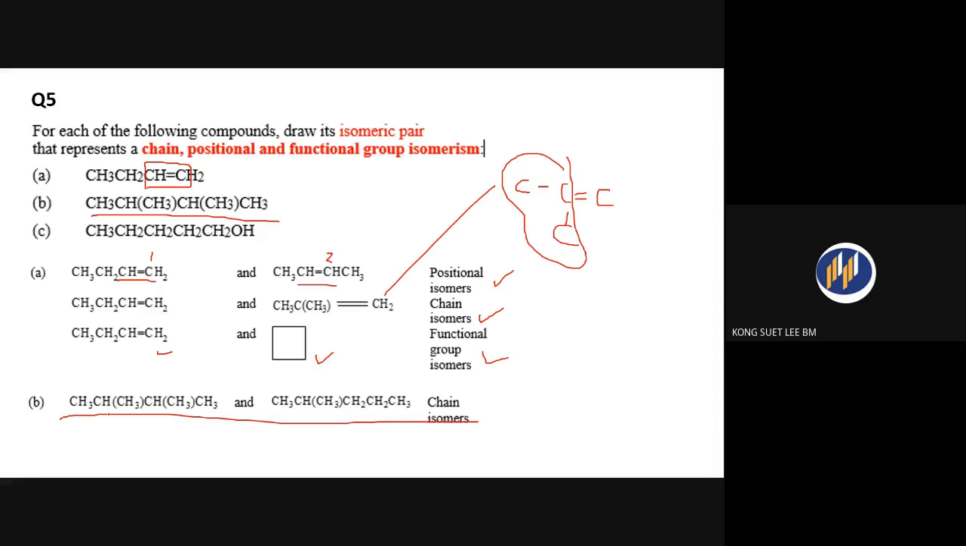Here, chain isomer. So this is with 1, 2, 3, 4, 5. This is a 5 carbon straight chain. While for this one is 1, 2, 3, 4, a 4 carbon straight chain with 2 branches. This one only with 1 branch. When you answer this question, it is up to you. You can draw in expanded, skeletal, or condensed, because the question didn't request any structure, so you can draw anything. If you're familiar with expanded, you just draw expanded structure. Now we proceed to C.